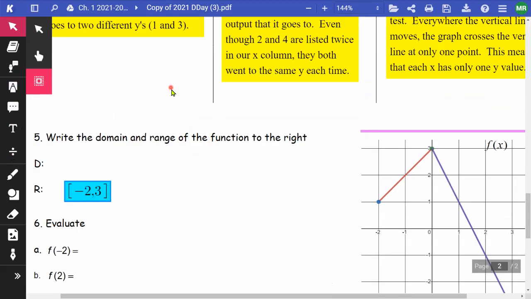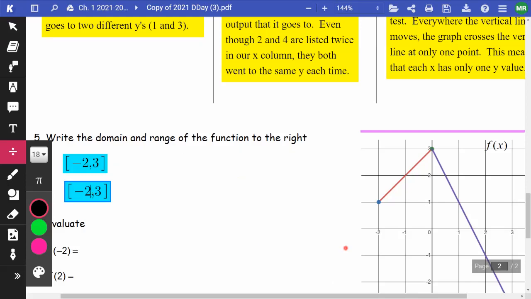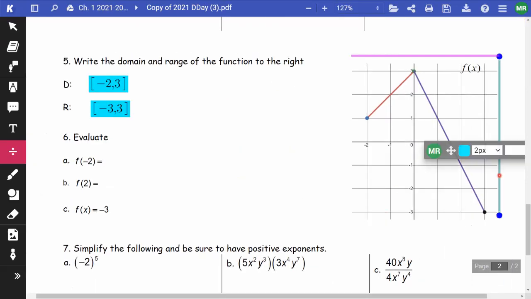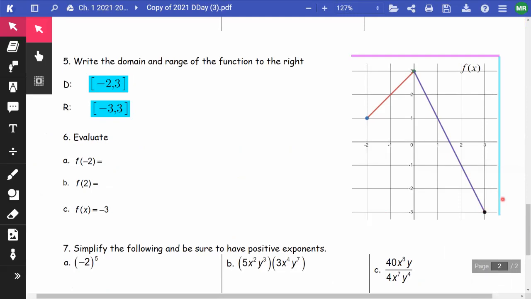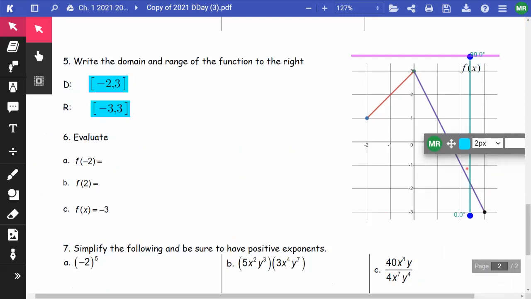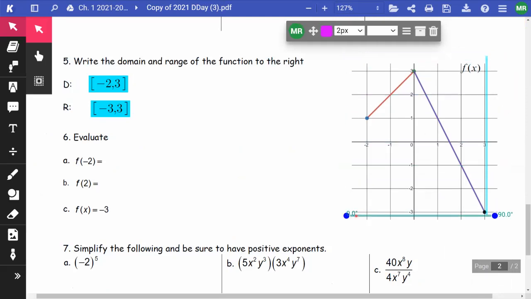Oops, let me get rid of my other one. Hold on, let me copy paste. Okay, that one was that. Let me get into my equation. So this one is -3 to 3. Again, domain is my x's, so it's like I'm taking this vertical line and going across my graph. And my range are my y's, which is this horizontal line. I'm going from the high to the low.